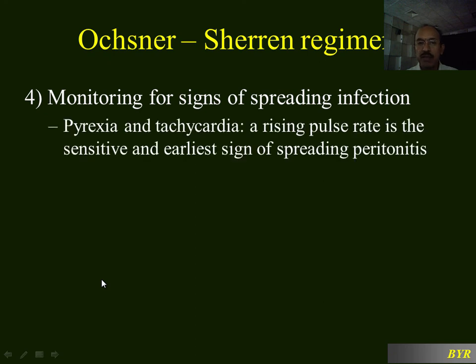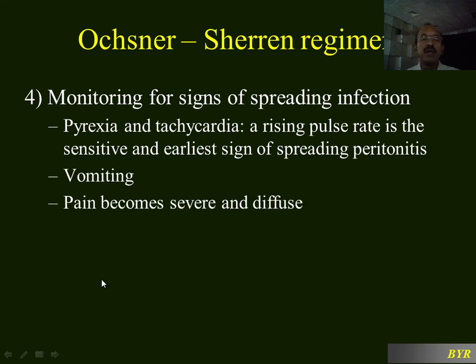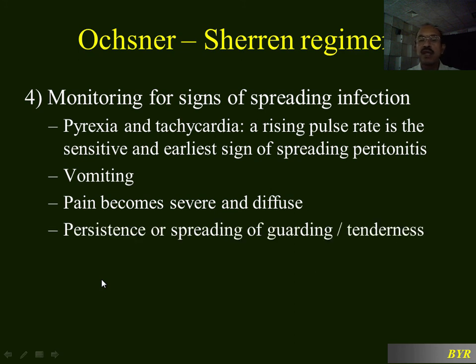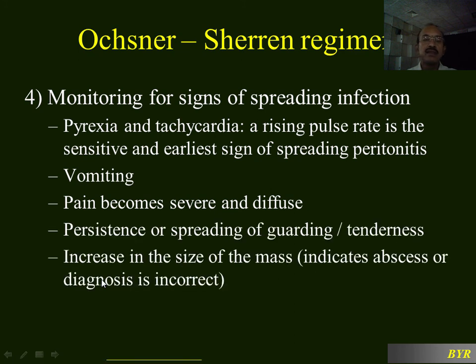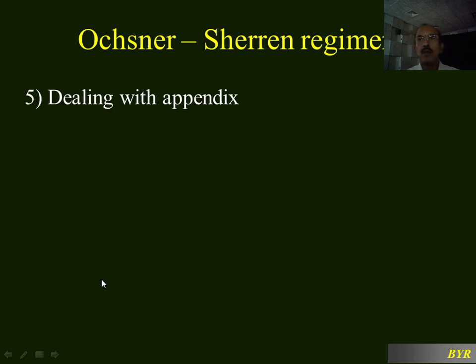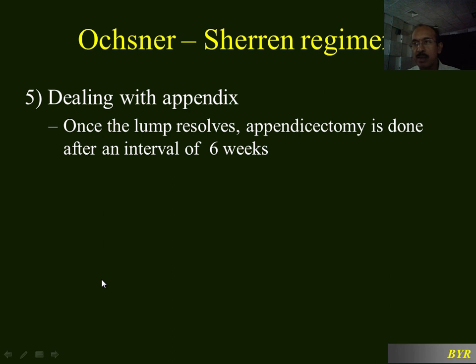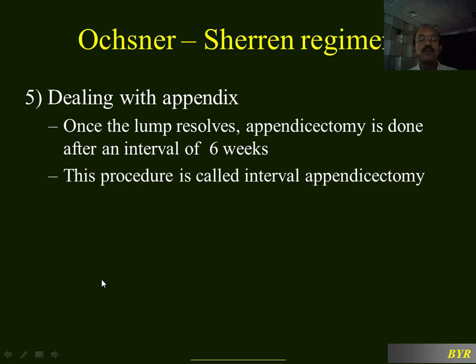Monitor for the signs of spreading infection, pyrexia and tachycardia. A rising pulse rate is the sensitive or earliest sign of spreading peritonitis. Vomiting. Pain becomes severe and diffuse. Persistence or spreading of the guarding or tenderness. Increase in size of the mass indicates abscess or that the diagnosis is incorrect. Once the lump resolves, appendectomy is done after an interval of 6 weeks. This procedure is called interval appendectomy.